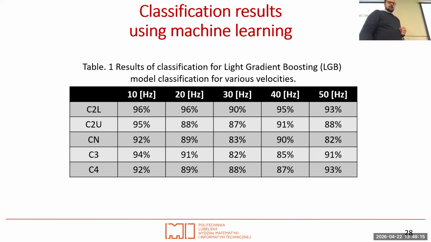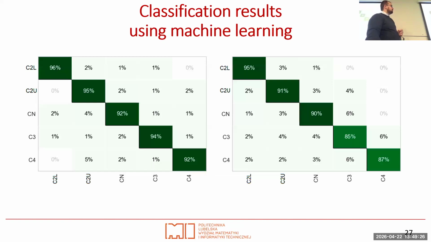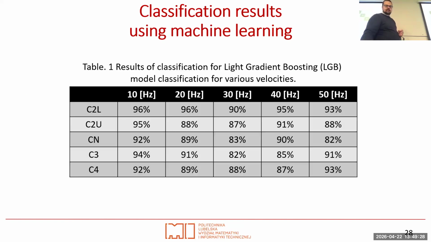And here are the results, for example with gradient boosting. There was not only a comparison between the classes, but also a comparison for the specific velocity. It was easier to get this confusion matrix at a lower velocity than at the higher one. So it was at 10 hertz rotation.